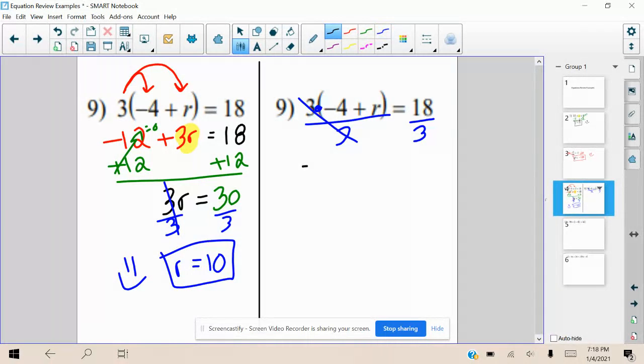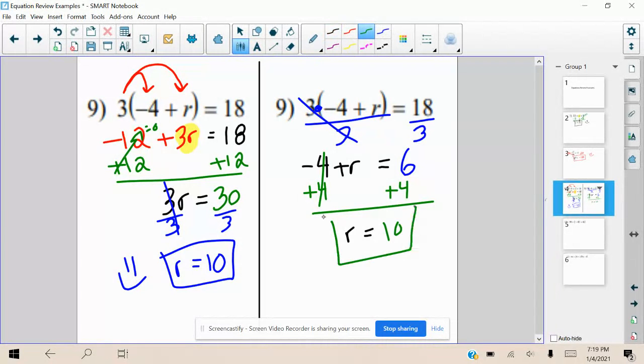When we do that, we're left with what's inside our parenthesis, negative 4 plus r. That's now going to be equal to 6. And now, again, we have a one-step equation. We have negative 4 plus r is equal to 6. I want that negative 4 to turn to 0 and move it to the other side. So I have to add 4. So I get that r is equal to, you guessed it, positive 10.